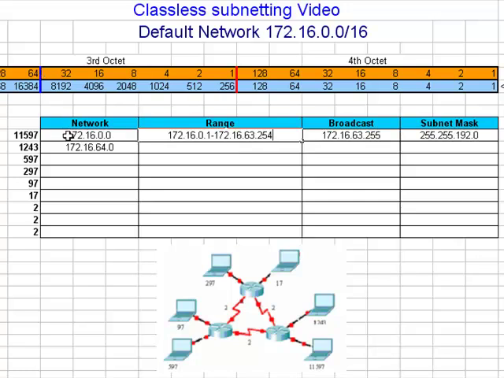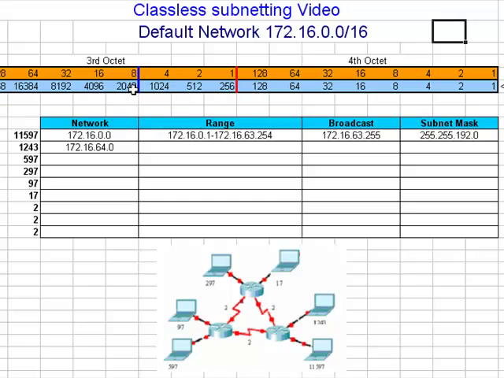So we've actually done that network now, so we can erase the line. Okay, and now we're going to accommodate on this network for 1243. So what I'm going to do is move along my line again until I can get 1243. Well, I can get 1243 in 2048, so let's draw my line. Okay, done.